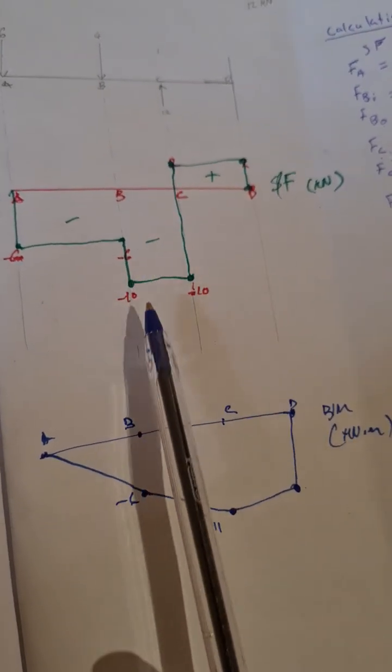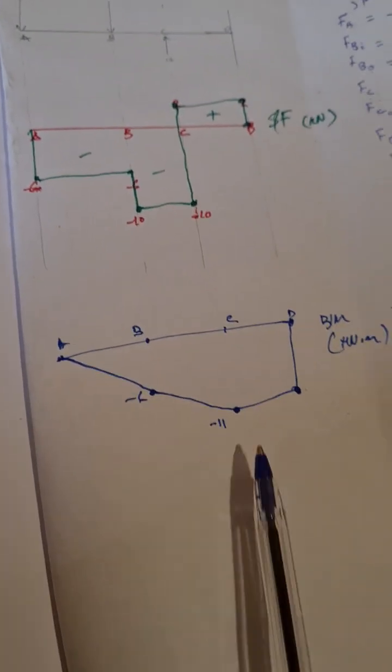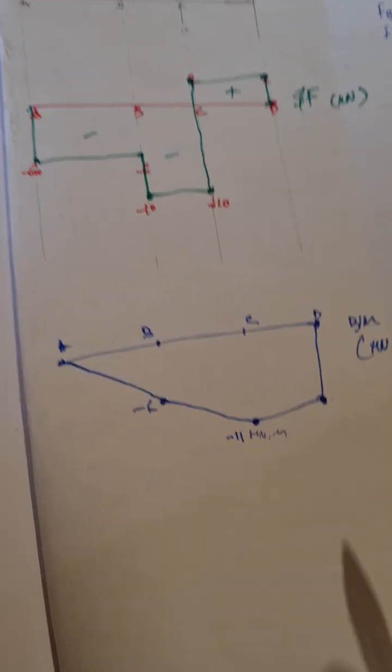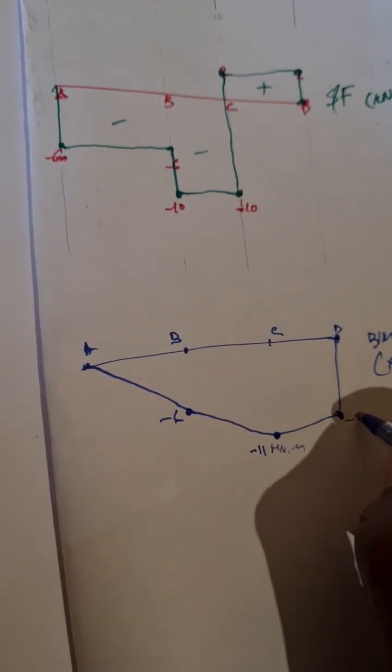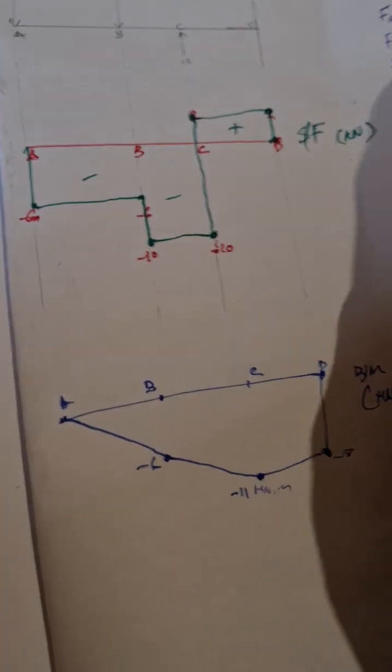This is 2. And then the maximum bending moment, it's minus 11 kilonewton meters. Why? Because this is the largest here. Remember, this is minus 8. So on the last video we didn't say that, but here. Okay, let's continue.